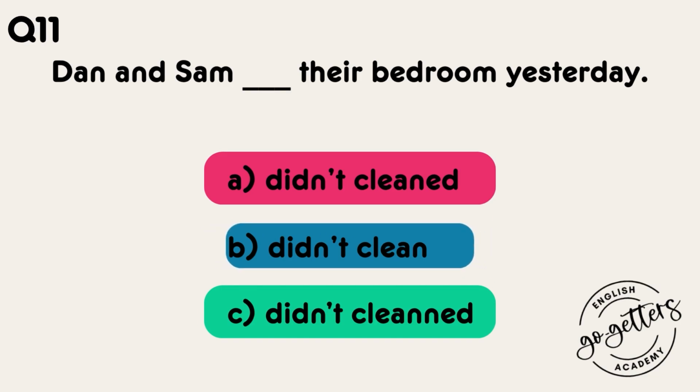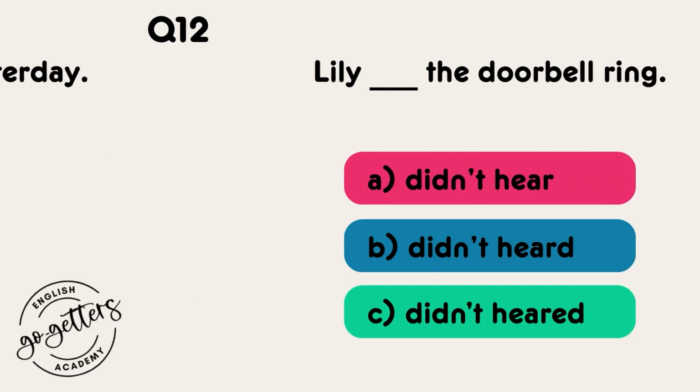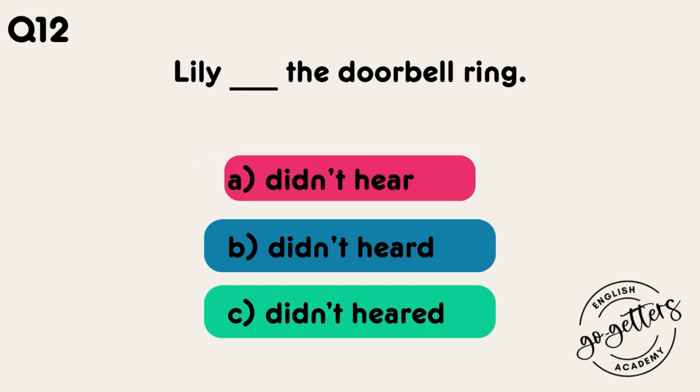The correct answer is letter B. Dan and Sam didn't clean their bedroom yesterday. Question 12. The correct answer is letter A. Lily didn't hear the doorbell ring.